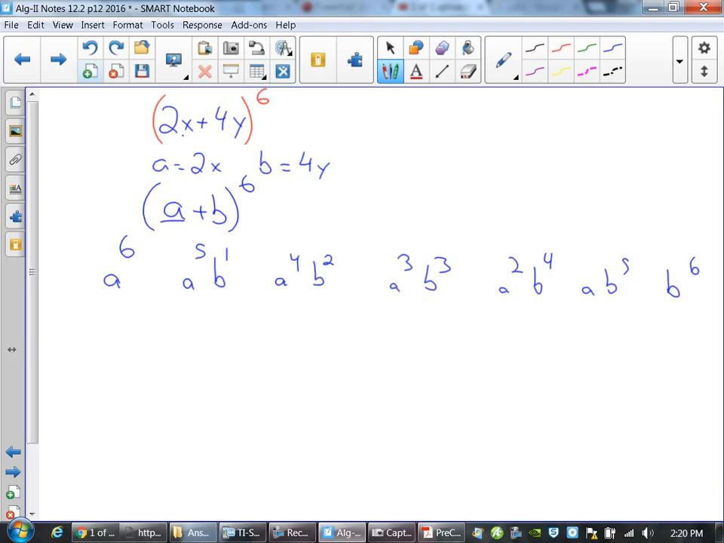Much, much easier. Now, the other thing is that your first term is always positive. Always. Since this one is positive, that means all of them are positive. If this was negative, my first term would be positive, my second term would be negative, and it just flips all the way around. If it's negative, the second term is negative, and then it just alternates through. So I know this is going to happen.